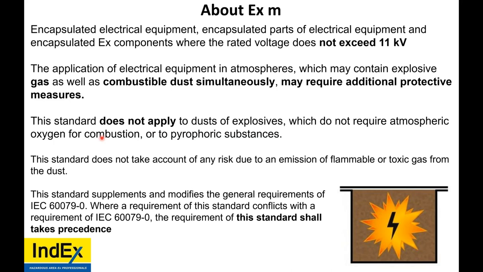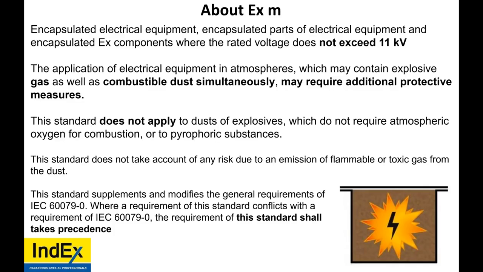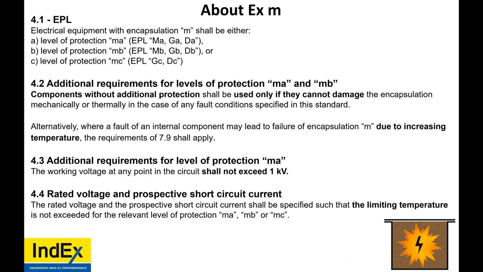This standard supplements and modifies the general standard 60079-0. So what does that mean? This standard, 60079-18, takes precedence. But remember, what takes precedence over the standard is the certificate and the manufacturer's IOMs. Never forget that. So EXM, where can it be used? Well, it's equipment protection levels. It can be used in EPL Ma and Mb for coal mining and underground mining, Ga, Gb, Gc, zones 0, 1, and 2, and also Da, Db, Dc, dusts, zones 20, 21, and 22.